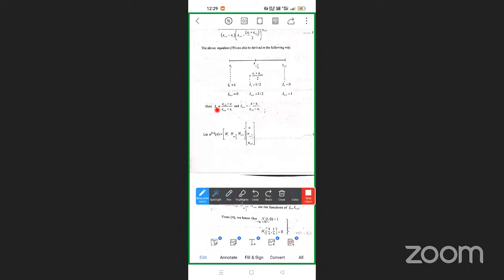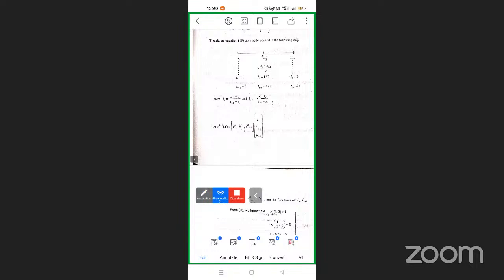Li is equals to xi plus 1 minus x by xi plus 1 minus xi. Li plus 1 is equals to x minus xi by xi plus 1 minus xi. So that is u power e of x is equals to Ni, Ni plus 1 by 2, Ni plus 1 into Ui, Ui plus 1 by 2, Ui plus 1. So this is equation number 20.